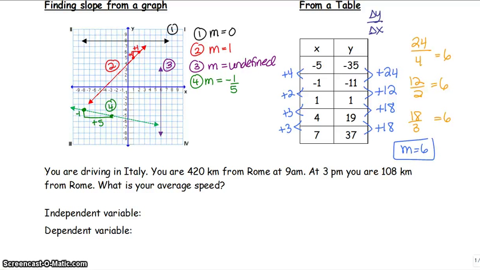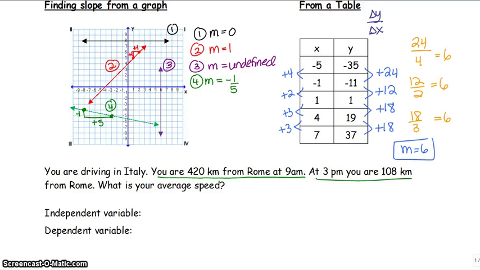In order to figure out this piece of the slope, which is your average speed, because your rate of change is your speed, we need to dissect our information here. So we have one piece of given information: you are 420 kilometers from Rome at 9 a.m. The second piece that we're given is that at 3 p.m. you are 108 kilometers from Rome. We're going to take this information and write it into ordered pairs.